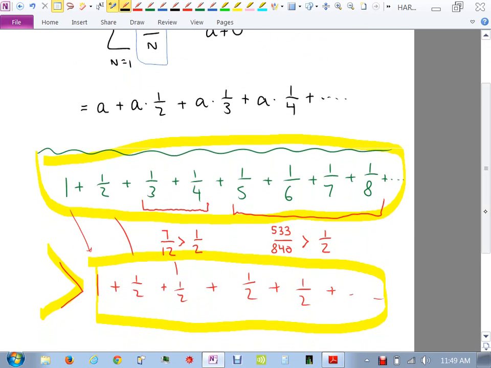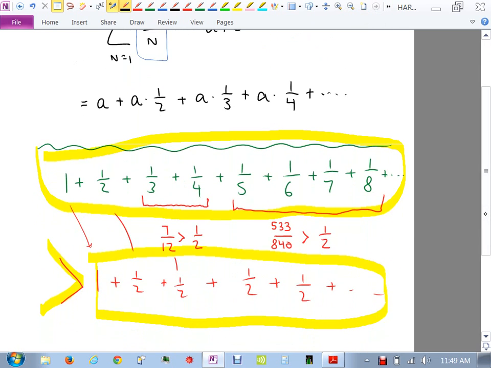Go back to this right here. What if I had started out here instead? Would from here on still be harmonic and diverge? Yeah, because I'd still have a half plus a half plus a half plus a half plus a half forever. So it doesn't matter where I start on harmonic, it's still going to diverge as long as I go to infinity.